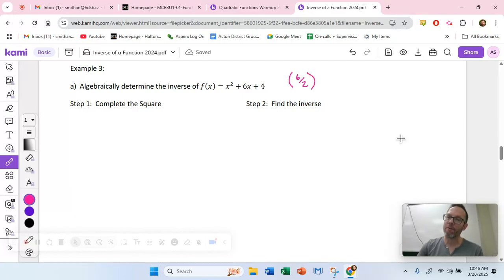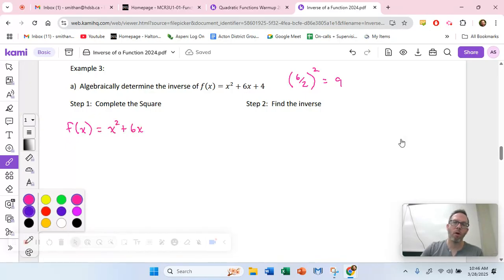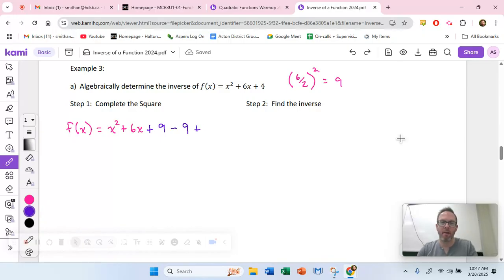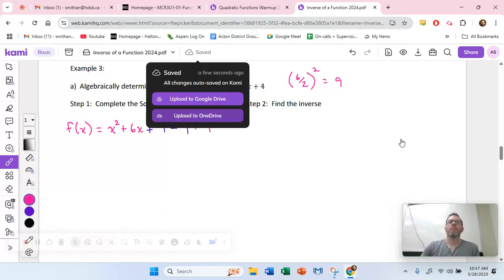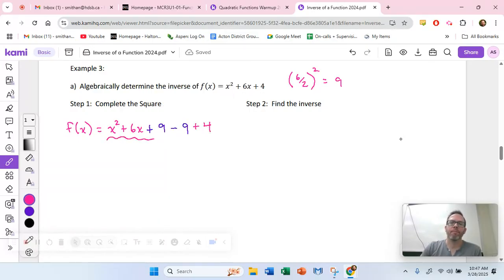We have to take the x value 6 and then square it. 6 divided by 2 is 3, and when you square it, you get 9. So our original function, x squared plus 6x plus 4, we can rewrite it like this. We're going to add 9, but we have to subtract 9, or else we change the equation. I want to keep that pink to show that it was original. OG. And then we have cooked the books.